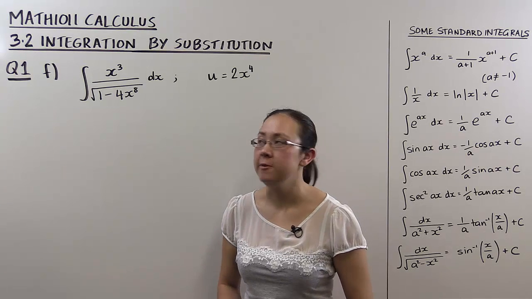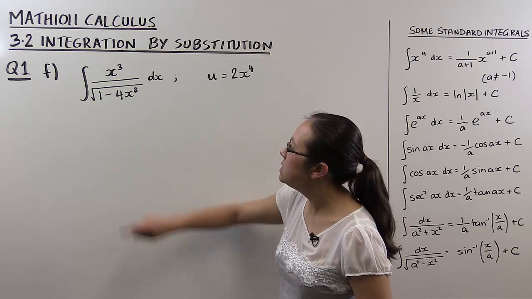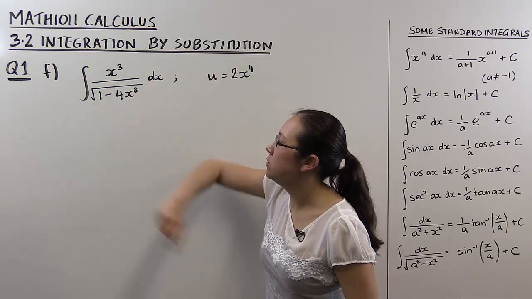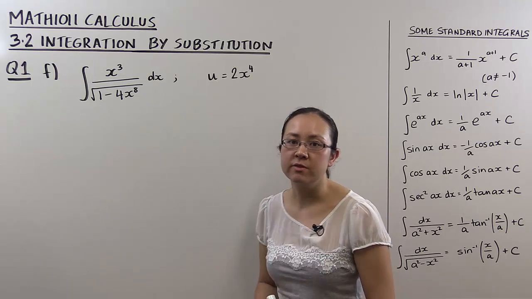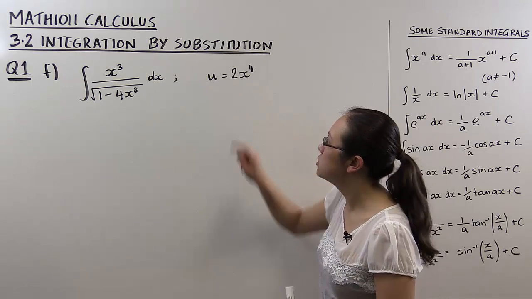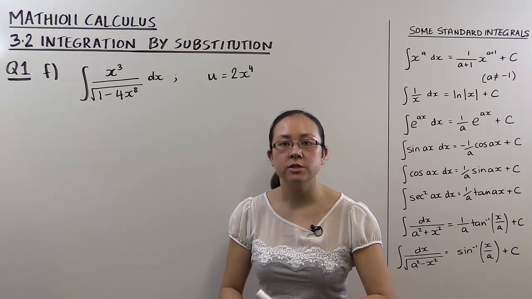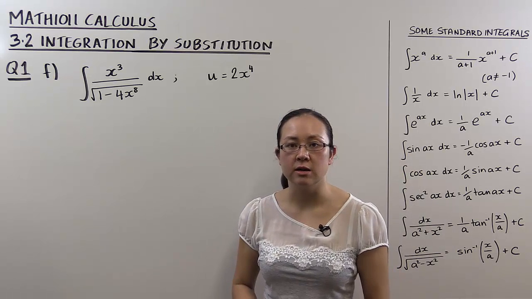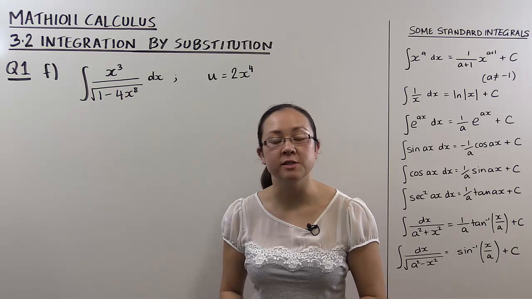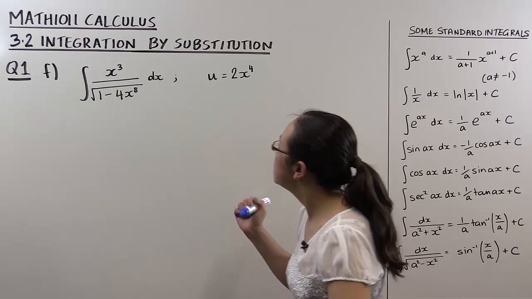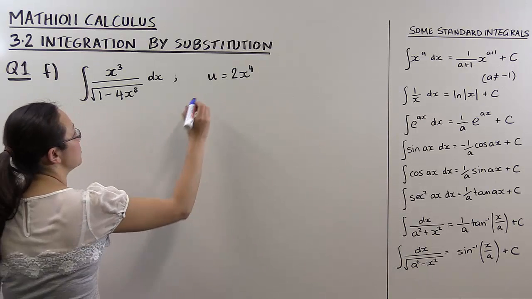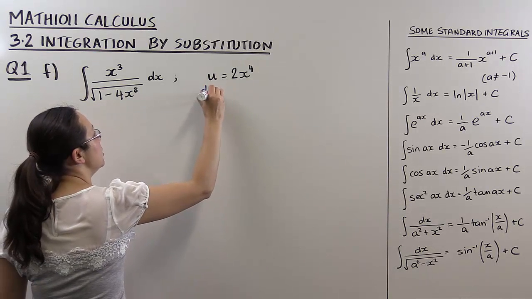Question 1f is asking us to find the indefinite integral of x cubed over the square root of 1 minus 4x to the 8. They've given us a substitution, u equals 2x to the 4. Let's use the substitution and then we'll look at our solution and see how we might have seen to do this question by inspection.